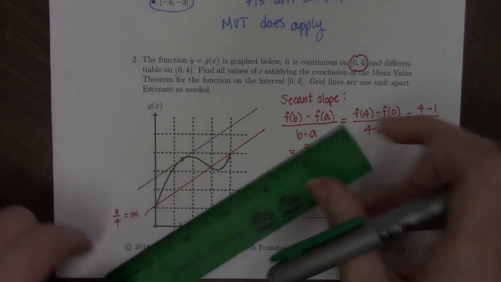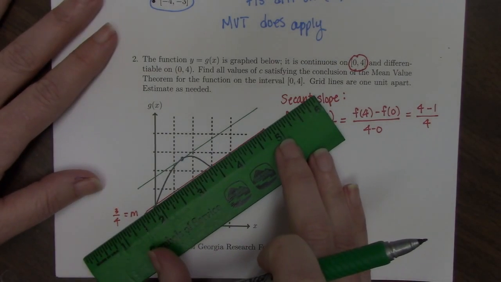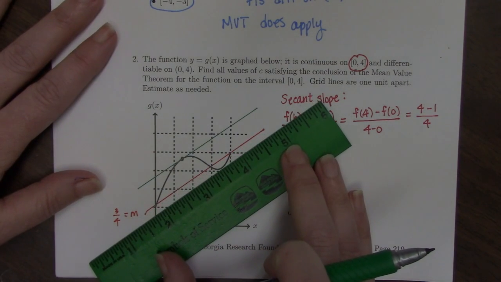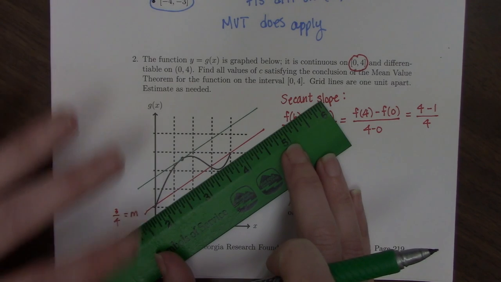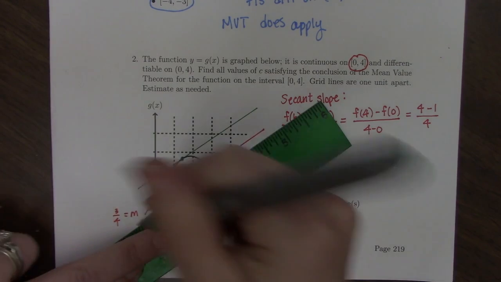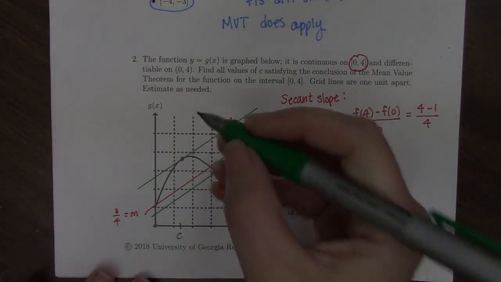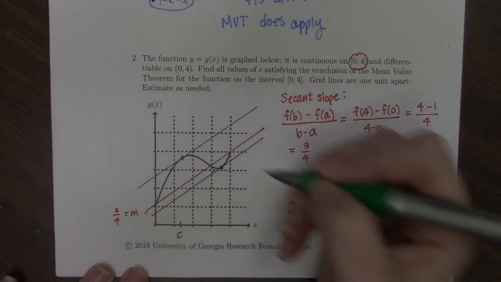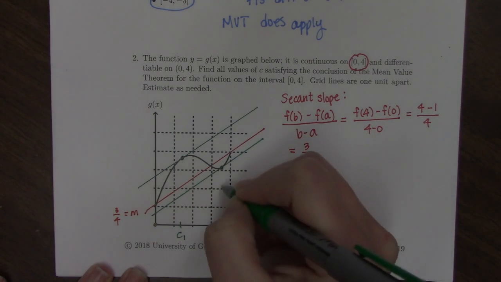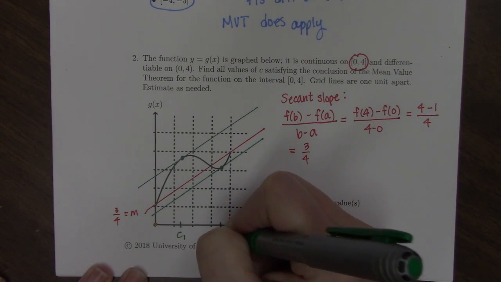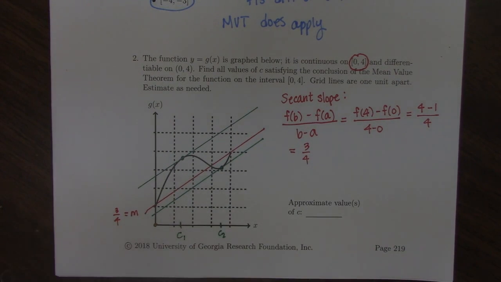Now I'm going to go the other direction just to make sure that there's not a second location, and it looks like right there, there's another spot on the graph where I'm going to get that same tangent slope. And so we have a second location. So I'm going to call this c1 and this c2.